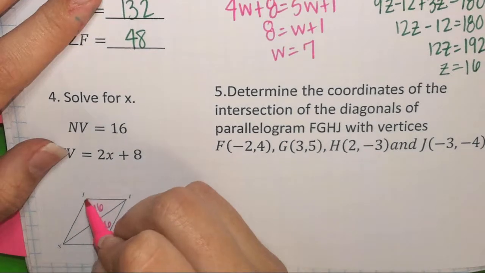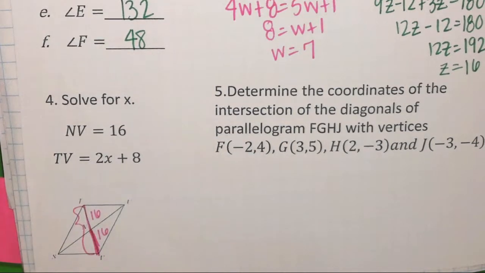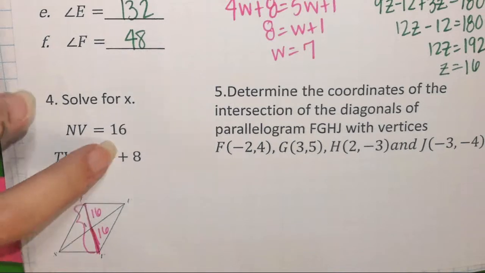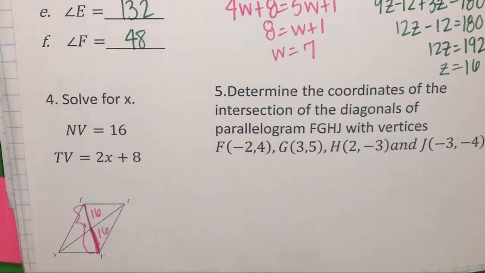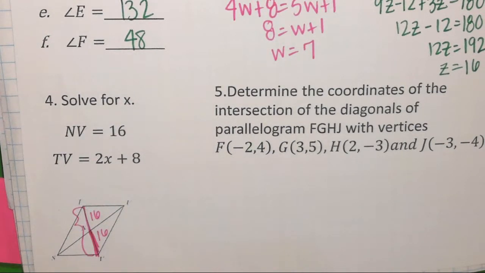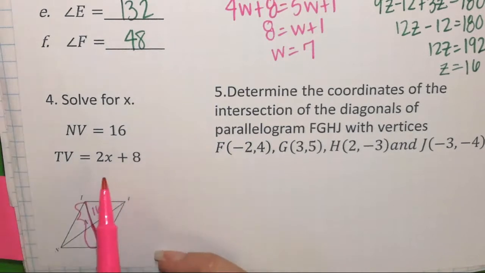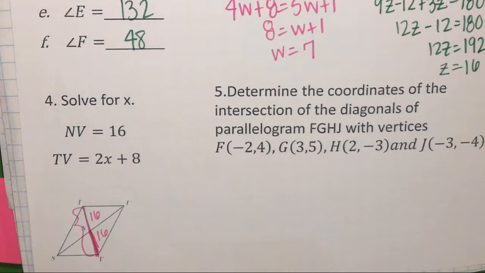Now, what do we know the whole length of TV is? 2x plus 8. Also, it tells us that, but what else? What's 16 plus 16? 32. So what are we going to do with 2x plus 8? Everybody stop, breathe. Yes, we're going to set it equal to what? 32. Good, take a point.